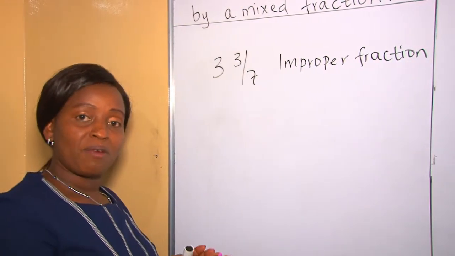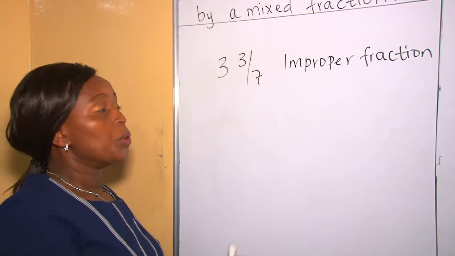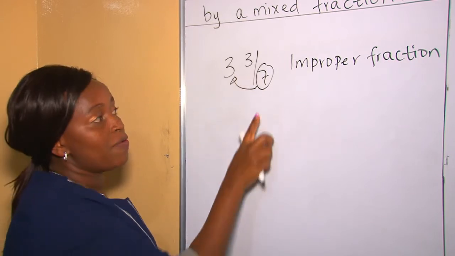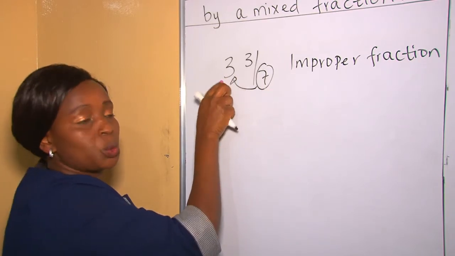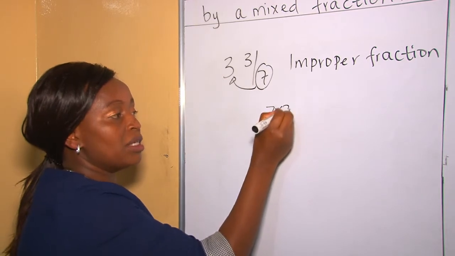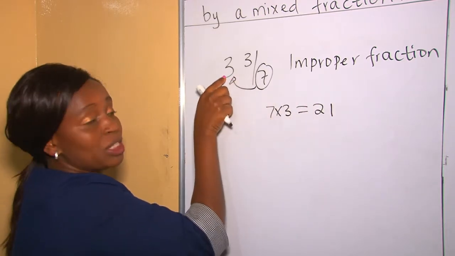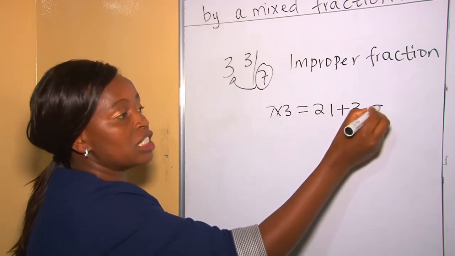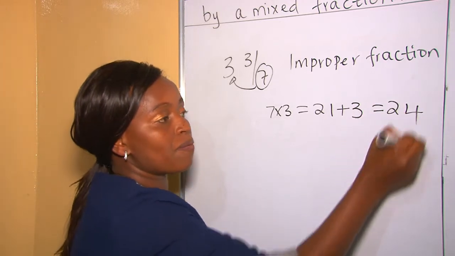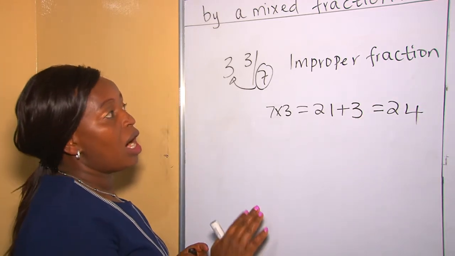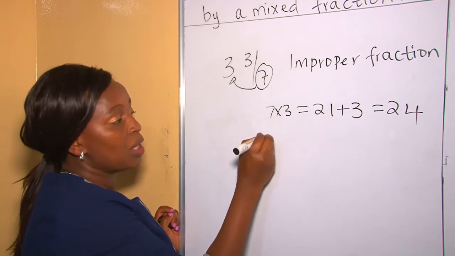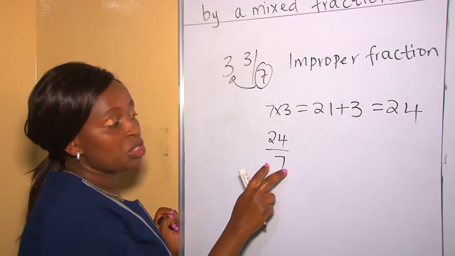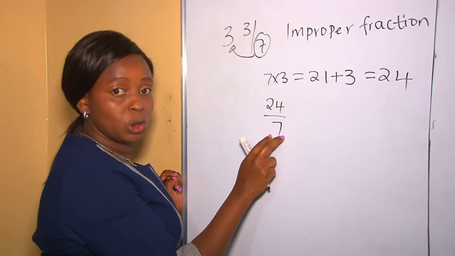To convert a mixed fraction into an improper fraction, you multiply the denominator with the whole number. Therefore, 7 multiplied by 3 is 21. After getting 21, we add the numerator. So now plus 3, it becomes 24. Therefore, our new fraction will be 24 over 7. This is what you call changing a mixed fraction into an improper fraction.